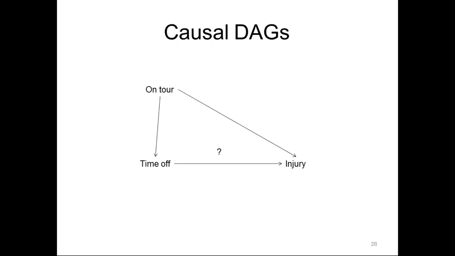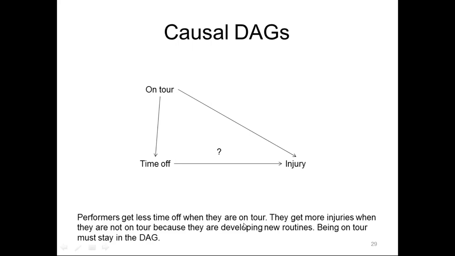On the other hand, we do have this on-tour variable. Performers get less time off when they're on tour. They basically get one day a week off most weeks, and every once in a while a little bit more. So there's this relationship between on tour and having days off. But they get more injuries when they're not on tour, because then they're working on their new routines, so people are doing things that they haven't necessarily practiced a lot.